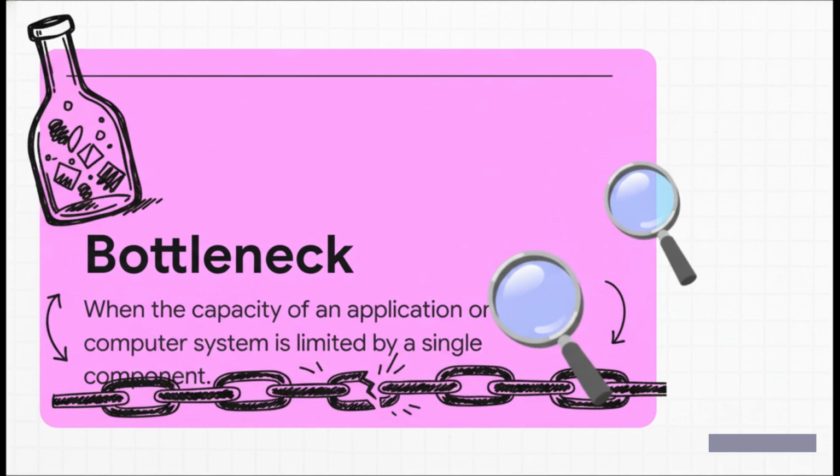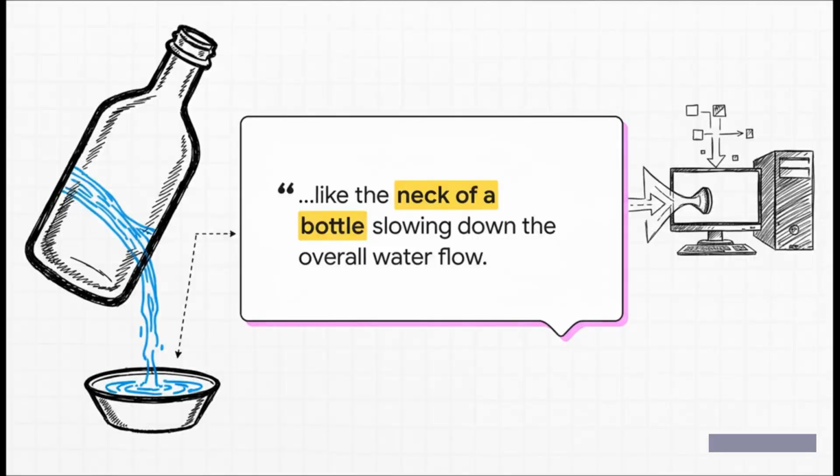In software engineering, this just means that your entire system, no matter how fast or expensive the other parts are, can only run as fast as its single slowest component. It is literally the weakest link in the chain. And this analogy just explains it perfectly, doesn't it? You can have this huge 2-liter bottle of water, but you can only pour it out as fast as that tiny little neck will allow. Your computer works the exact same way.